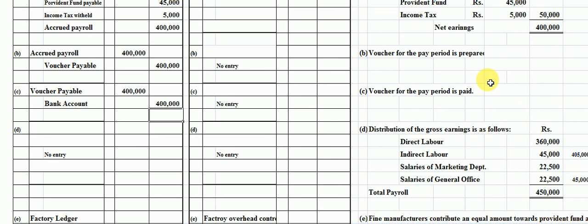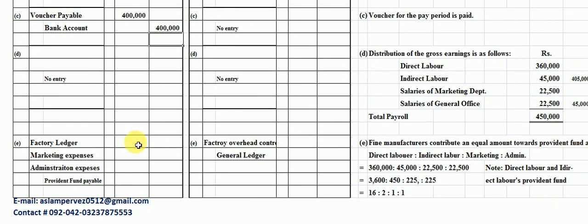The same pattern is used which was used above in both requirements. Factory ledger is 4,500 rupees. Marketing 2,250 rupees, and admin is also 2,250 rupees here. The sum is 45,000 rupees here. That is in the book of head office; now we move to the book of the factory.